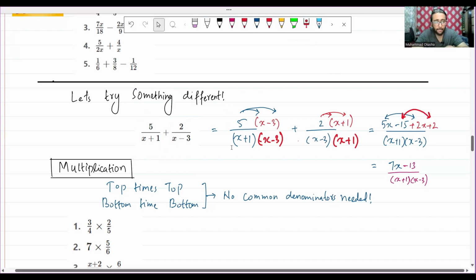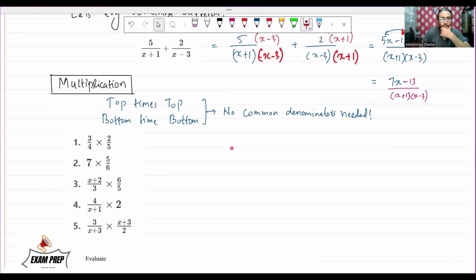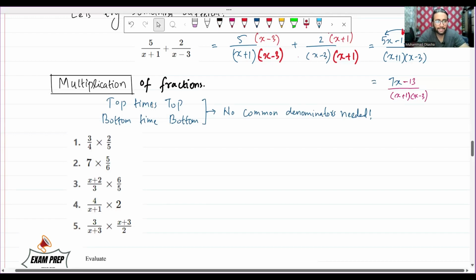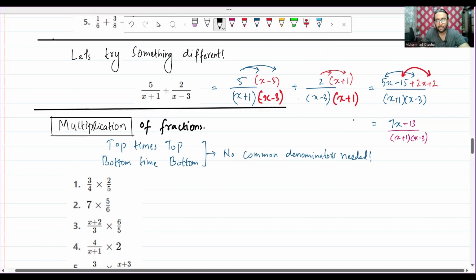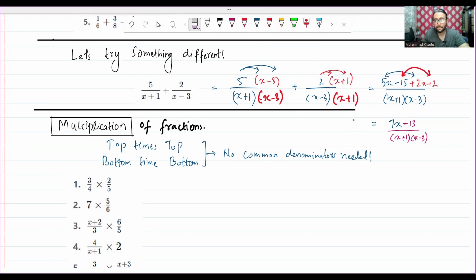Again, multiplication of fractions is what we are talking about, to be precise. Multiplication is simple. It's really simple. Top times top, bottom times bottom. No common denominators needed. You don't have to make the denominators common. That's not a necessity. It's not a condition. Which makes things a lot easier.